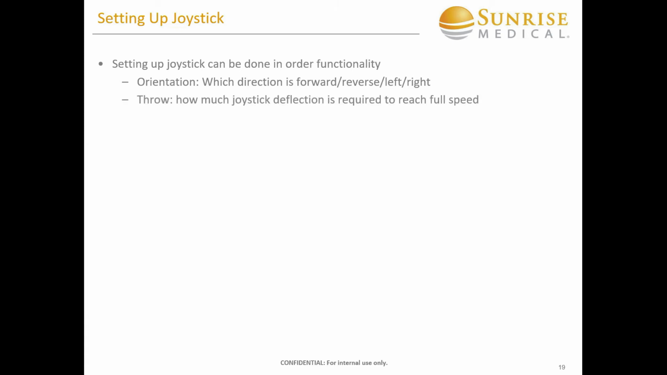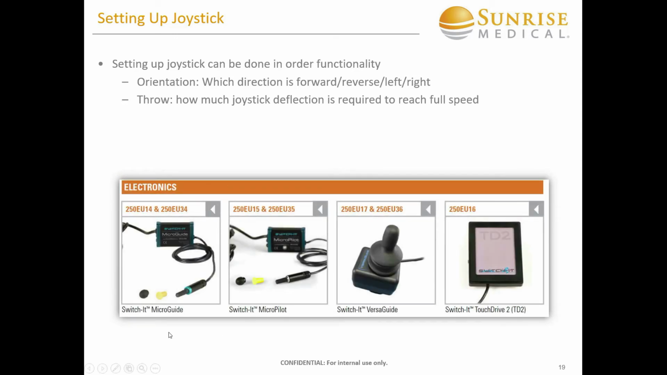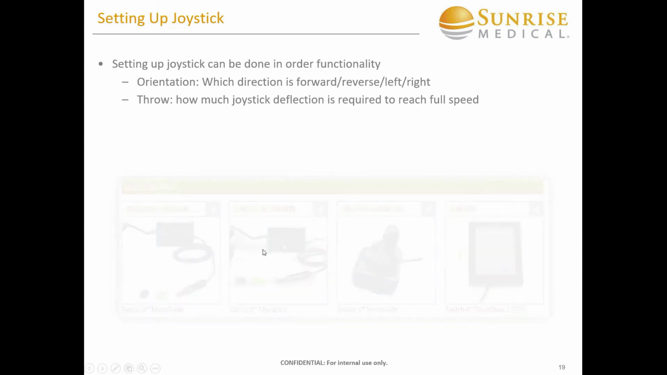The second one is the throw. How far do I need to move the joystick to reach full speed? Throw means that if I can only move the joystick a portion of its entire mechanical throw, but I want to get full speed out of it, I can do that through the throw functionality. That can really be important if somebody's using a specialty device, a micropilot, or maybe a touch drive, where they can't get their hand to move the full throw, but they still want to be able to access full speed of the chair.